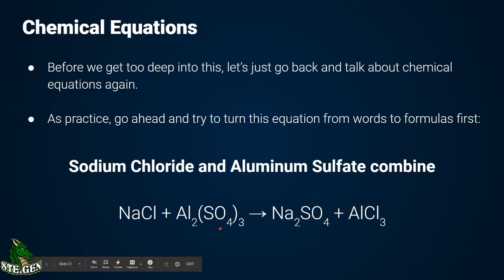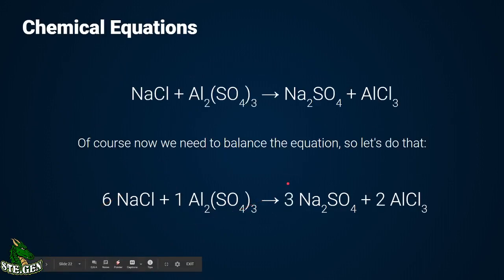Now that you have that, though, there is one other step that we have to do. It's the thing that I always try to trick you into saying that we're done with the problem and then you have to tell me what we do next, and that is balancing. So to balance it, we're going to put a 6 out front, and it's going to be 6 NaCl plus 1 Al2(SO4)3, and then we'll need a 3 and a 2 on the other side. 3 Na2SO4, and then 2 AlCl3. Just to double check, we have 6 Nas, 3 times 2 is 6 Nas, 6 Cls, 2 times 3 is 6 Cls, 2 Als, 2 Als, 3 SO4s, 3 SO4s. Okay, so we got it balanced.